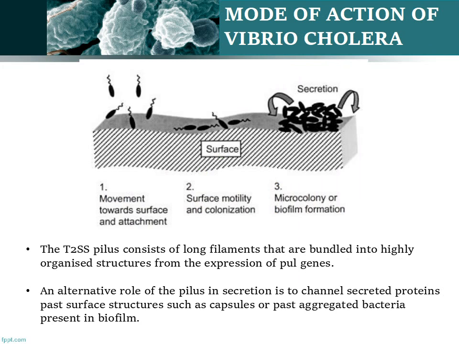With regards to the previous slide on how it attaches to the intestinal lining, Vibrio cholerae moves to the surface and attaches itself to the GIT. This attachment is aided by the LPS and the extrapolymeric substances, EPS. The cells will colonize and secrete EPS, which helps in biofilm formation.